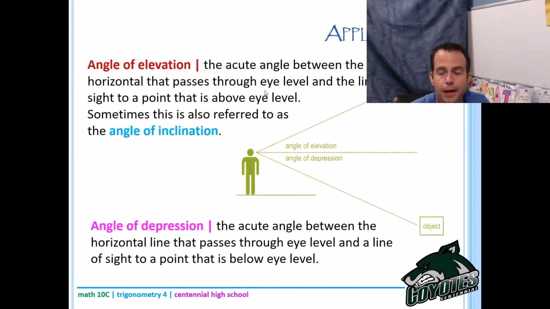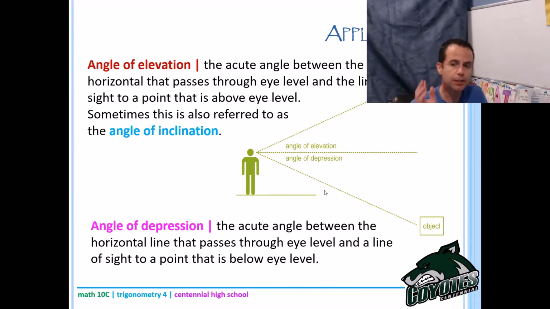Okay, so now some really important vocabulary words for you. Angle of elevation is the acute angle. Remember, acute means it's less than 90 degrees. The acute angle between the horizontal that passes through the eye level and the line of sight to a point that is above eye level. This is also sometimes referred to as the angle of inclination. So elevation and inclination mean the same thing.